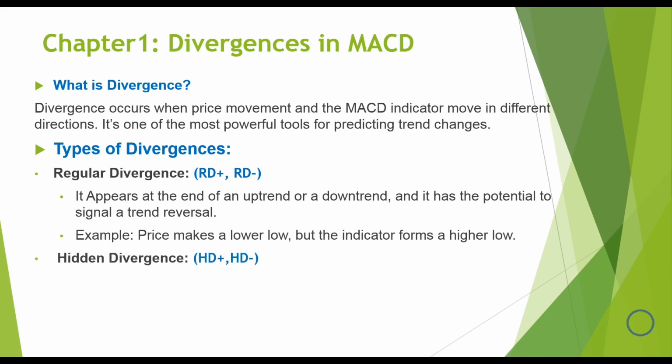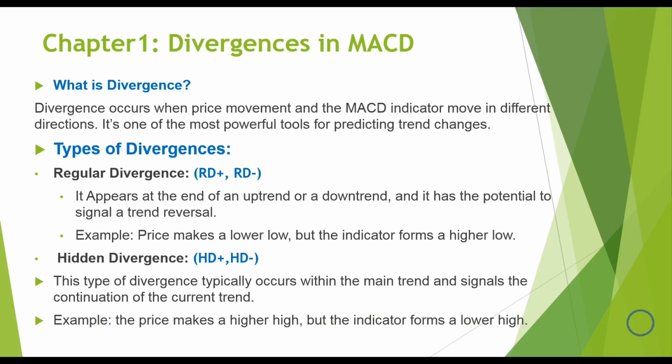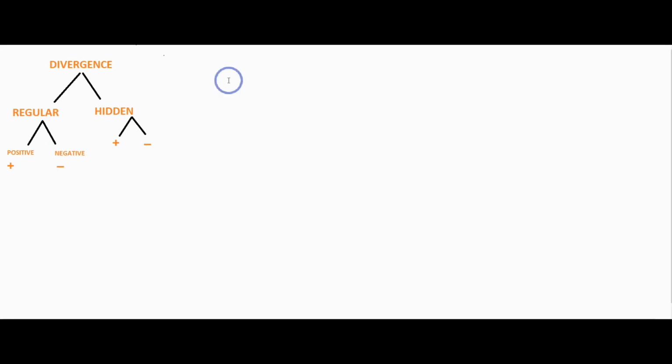Hidden divergence, positive and negative. This type of divergence typically occurs within the main trend and signals the continuation of the current trend. Example: the price makes a higher high, but the indicator forms a lower high. Now, let's fully learn the types of divergence.